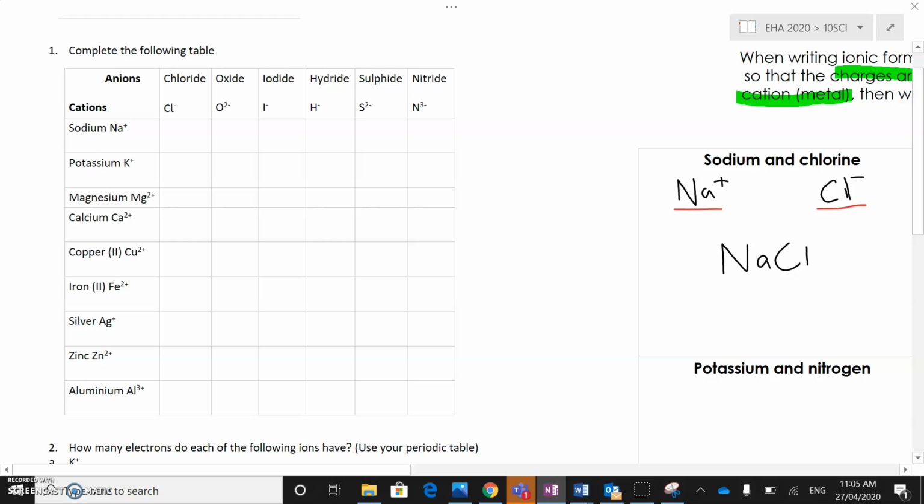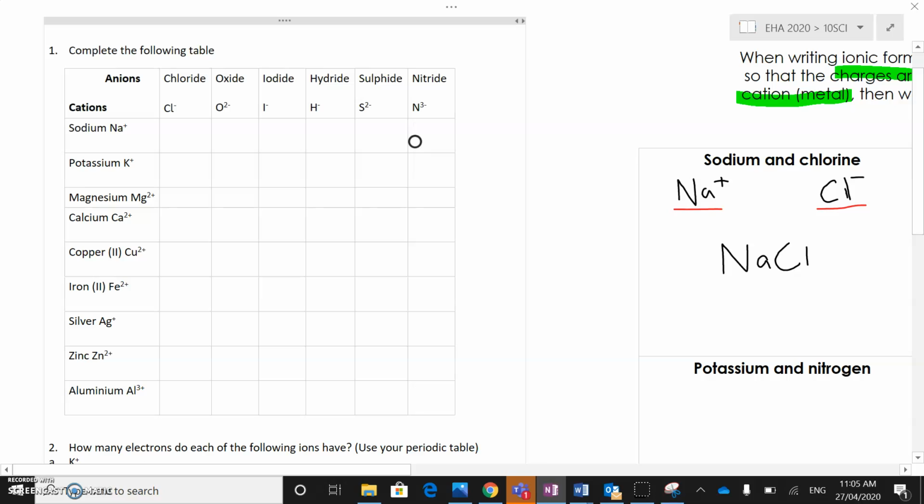So you can see on the left-hand side here, we've got all the cations listed, so those are all of our metals. Across the top of our page, we've got all of our anions, those are our nonmetals. We've got the names of those compounds or those anions. We've also got their charges, which is really important.